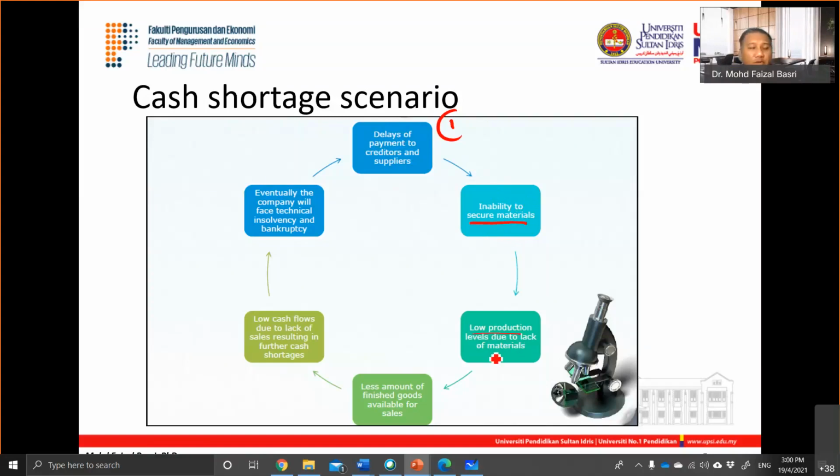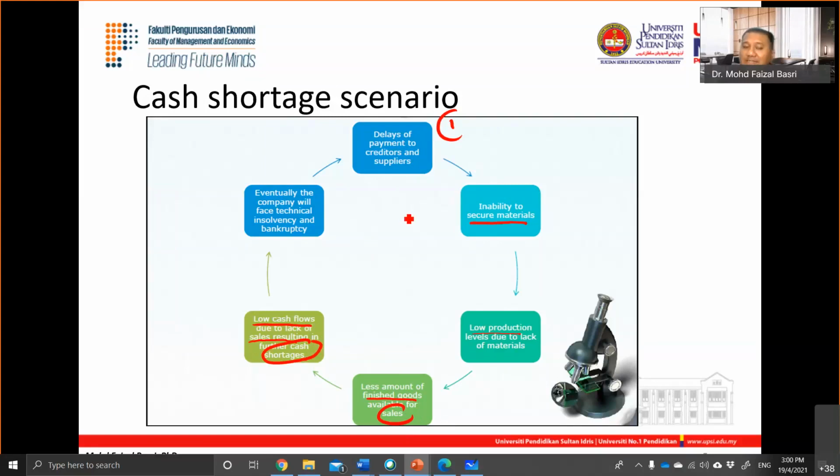Now your production is low because of the lack of material. When you produce low, obviously you cannot come out with the finished goods, because these finished goods will be available to be sold to the customers. Okay, so maknanya you cannot do sales. Your sales will drop. When your sales drop, therefore you're going to have low cash flows, low incoming monies, and therefore results in further cash shortages.